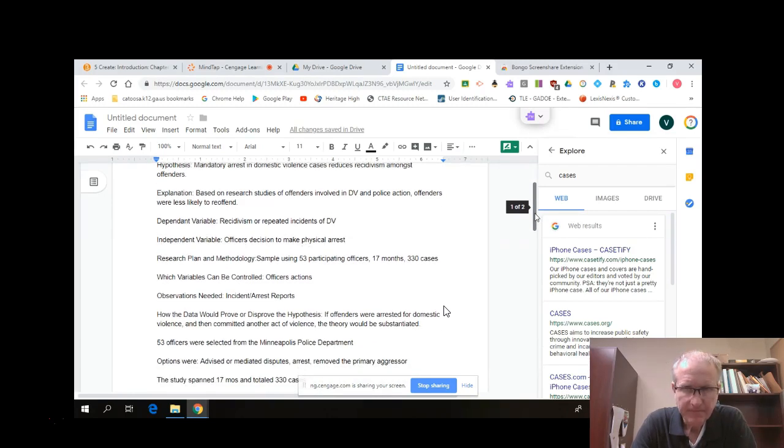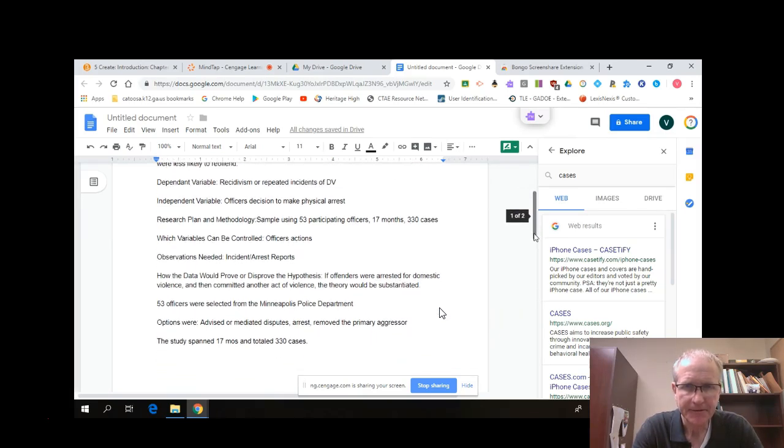So I looked at a research study that was out of Minnesota. My explanation I wrote here: based on research studies of offenders involved in domestic violence and police action, offenders were less likely to reoffend. So the dependent variable was repeated incidents of domestic violence. These were people who had been arrested on one occasion within a 17-month period. And so the dependent variable was going to be if they were arrested again. The independent variable was going to be the officer's decision to arrest, and you'll see on the graph in a minute, there were three different ways that officers could handle these cases when they responded to them.